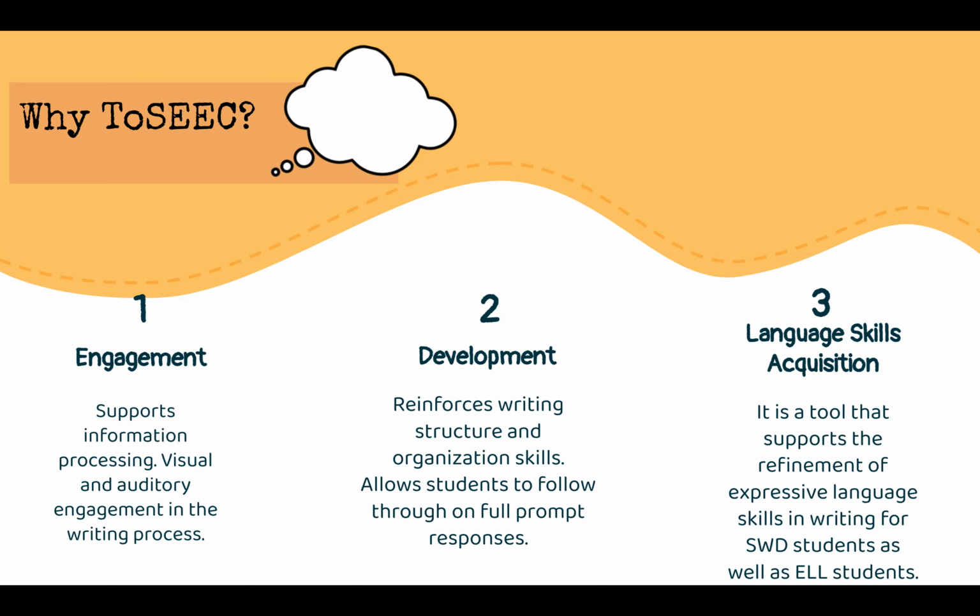The ToSEEC strategy has a lot of benefits. First of all, it supports information processing and it visually and auditorily engages the students in the writing process. This strategy reinforces writing structure and organizational skills. It allows students to follow through on full prompt responses. And pertaining to language acquisition skills, it is a tool that supports the refinement of expressive language skills in writing for both SWD and EL students.